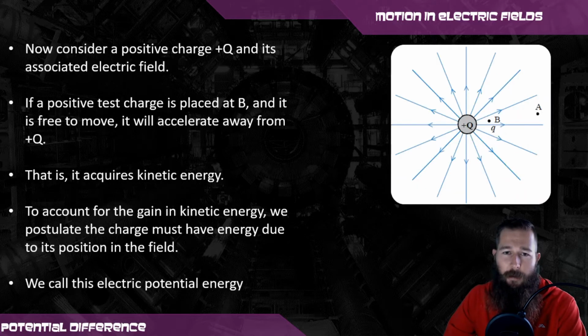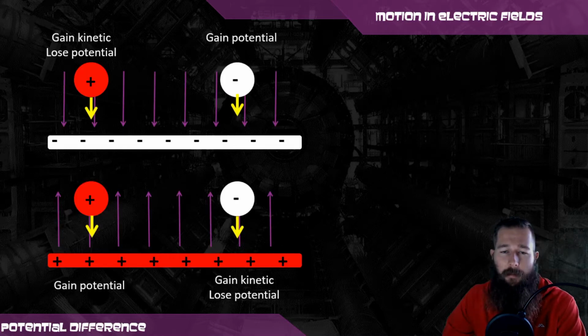So now let's look at a situation where we have an electric field. Consider a charge Q, as in the diagram on the right hand side, and we're going to place a positive test charge at point B. If this positive test charge was released, it would go in the direction of the field lines and it would accelerate away from the charge, gaining kinetic energy. So to account for this kinetic energy, we say that the charge must have had potential energy due to its position in the field, and we call this electric potential energy. So let's look at a few examples of electric charges in electric fields and see the change in kinetic and potential energy in these situations.